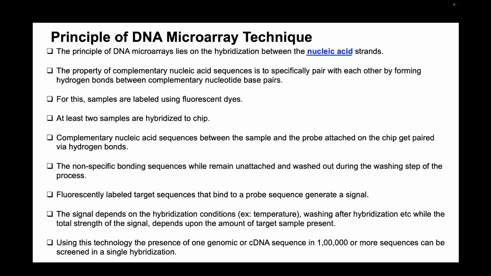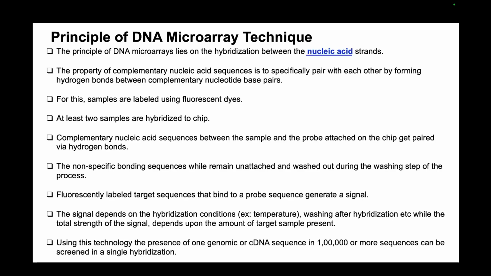Now, as I was saying, the principle of the DNA microarray technique is pretty simple. It lies on the hybridization principle between nucleic acid strands. You have a complementary strand in your microarray, and the other complementary strand from the cell that you have isolated will come and bind to it. You can have fluorescently labeled target sequences that bind to a probe, and after binding, the probe will give you a particular type of fluorescent signal. Those kinds of things can be incorporated in your DNA microarray chip. This is an overview of how DNA microarray works.